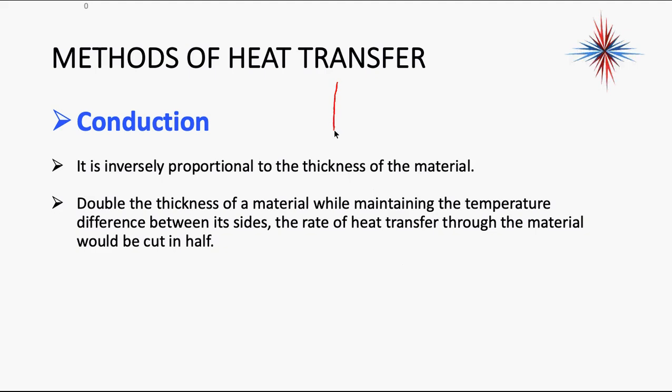So if I have a wall, a 2x4 wall with insulation in it, I have one amount of heat transfer. That heat transfers through the wall. If I double that wall thickness, my heat transfer is going to be cut in half because I now have double the material in there. So again, double the thickness of the material while maintaining the temperature difference on both sides, and the heat transfer through the material would be cut in half.